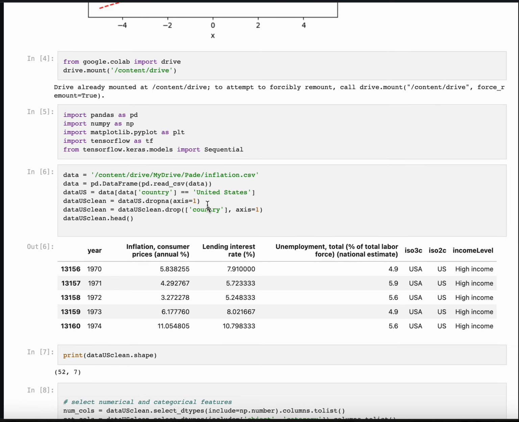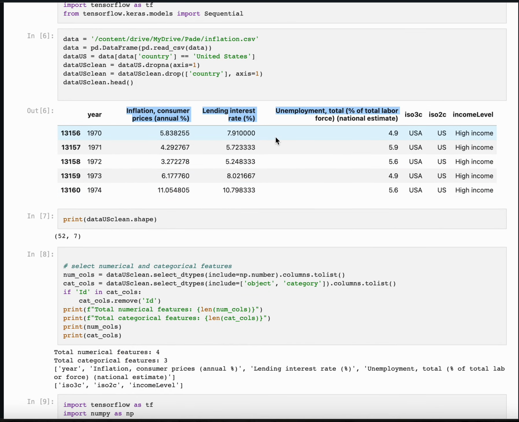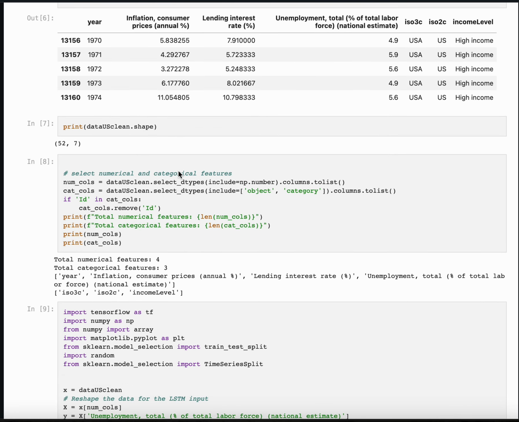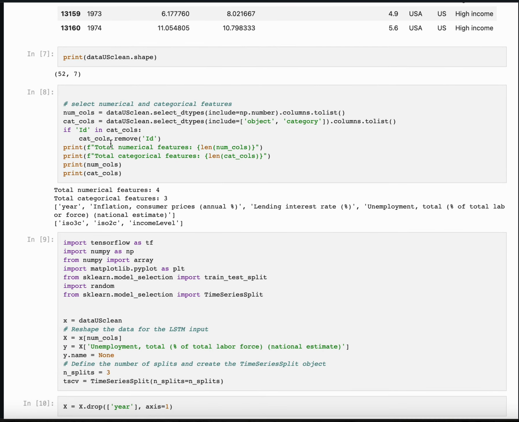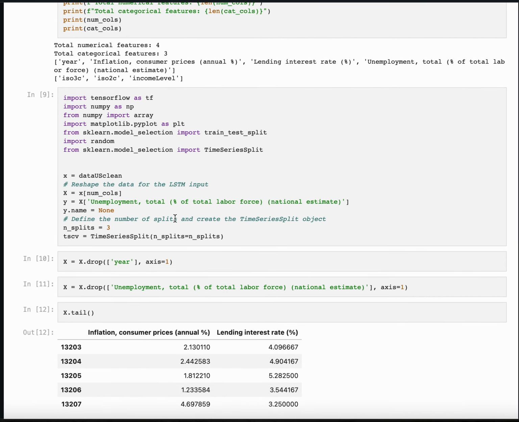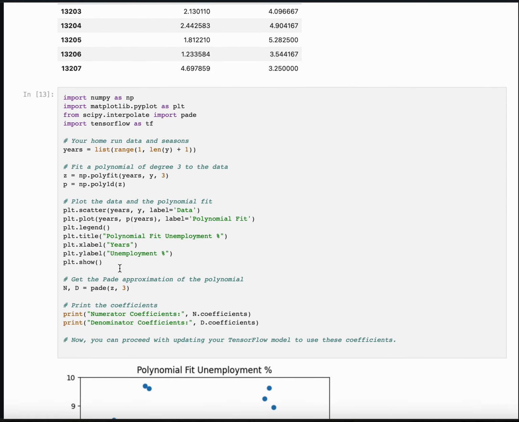So yeah, jumping into it, I have some data here on inflation and interest rates and unemployment rates and other various features. We'll mostly be looking at three here: the lending interest rate, the unemployment rate, and the inflation rate, due to Pade's proven accuracy in approximating this type of data. So first I started by cleaning the data, getting the categorical features, shaping it, removing unwanted features, and assigning my x and my y, so my features and my response.